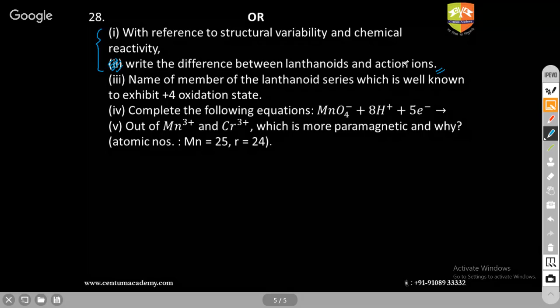Okay. One important difference here is lanthanoids are generally non-radioactive. Lanthanoids are not radioactive, with one exception, that is an element called promethium. Pm is the symbol of that, promethium. Yeah, right. That also we can say. Lanthanides are not radioactive, but actinoids are generally radioactive.